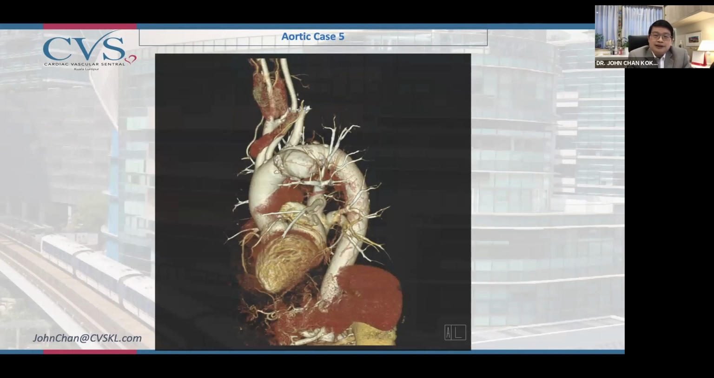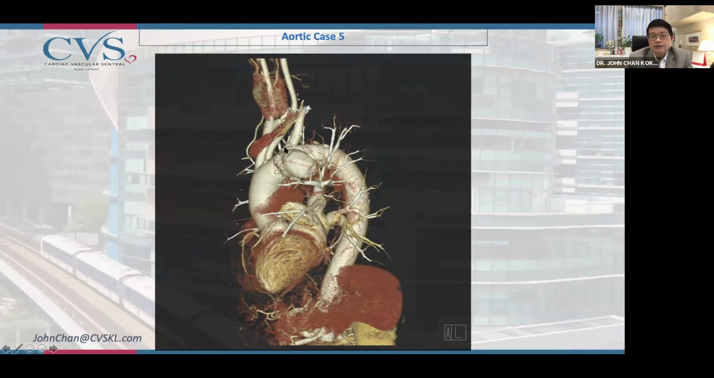So this is another example of an aneurysm. You can see this is the aortic arch, descending aorta. You can see right at the aortic arch there is this ballooning of the aorta, what we call a saccular aneurysm. This sort of aneurysm is at high risk of rupture. So we have to replace this part of the aorta.